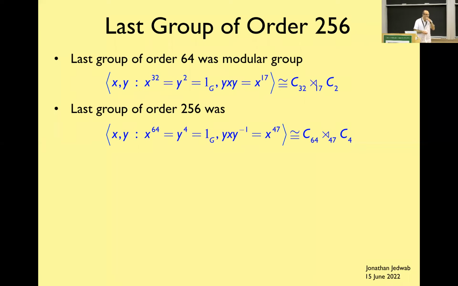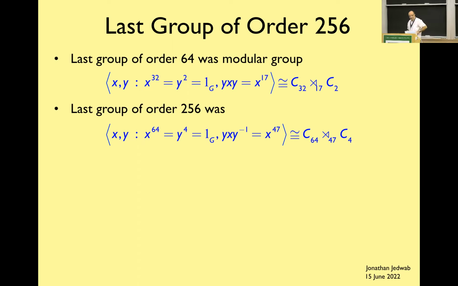So does the subscript mean that the generator of C4 conjugates the generator of C64? That 47 is this 47 there. It's showing what conjugation by Y does. Yeah. So it's a semi-direct product of C64 with C4, and that 47 says there's more than one semi-direct product. That 47 is that 47.